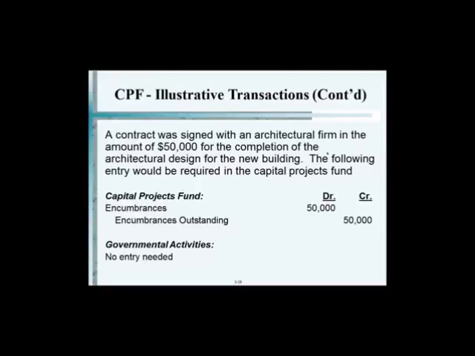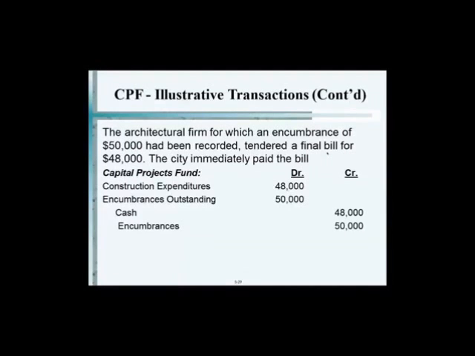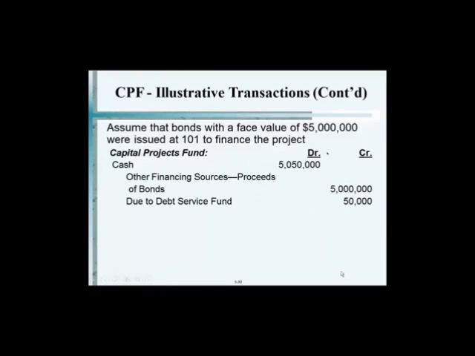They go ahead and pay the bill. The encumbrance was for $50,000. It only cost $48,000. You reverse the encumbrance, these 2 entries, and you show the actual expenditure here. Construction work in progress is shown here under the full accrual basis. And let me just, I'm going through this quickly. I'll try to explain to you the pieces that are really important.